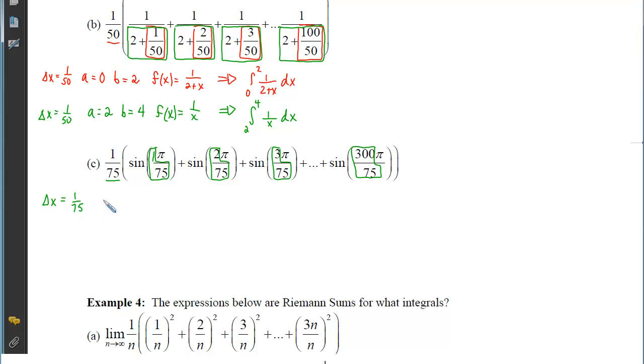I can write my a is 1/75th minus delta x, which is 0. My b will be my final input, which is 4. And my function will be, the input gets replaced with an x. So I'll have sine of pi times x. Put it all together and write it as an integral. We will accumulate from 0 to 4 on the function sine of pi x with respect to x.